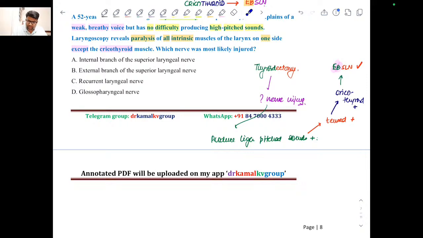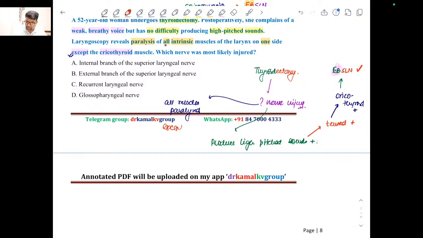Now there is paralysis of all muscles except cricothyroid. Now it is already written in the question statement. So all muscles paralyzed except cricothyroid. Now, what is the nerve supply of all remaining muscles except cricothyroid? I think all of you can answer this. So this is nothing except which nerve?